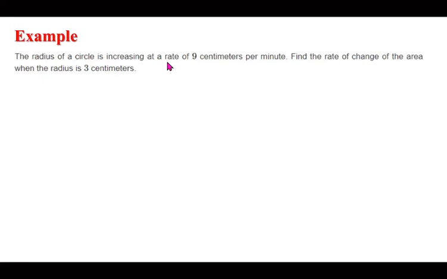See, the radius of a circle is increasing at the rate of 9 centimeters per minute. So this one, 9 centimeters per minute, is the rate at which the radius is increasing. That means dr over dt is equal to 9 centimeters per minute. Okay, we have to find the rate of change of area. Rate of change of area means dA over dt. Change in area with respect to time is how much when the radius is 3 centimeters. So here we are talking about the area of the circle and also the radius of the circle changing.